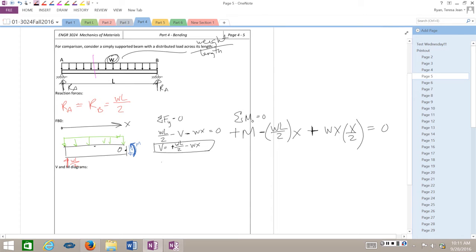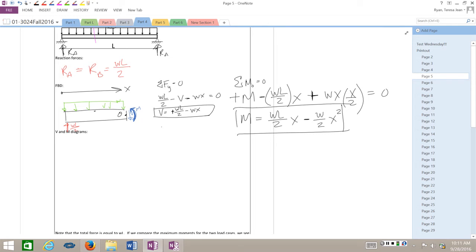So a small amount of algebra: moment equals WL/2 X minus W over 2 X squared. So that's my moment diagram. So now we got a shear diagram, we got a moment diagram, and we need to plot them. What does that look like as a function of x?